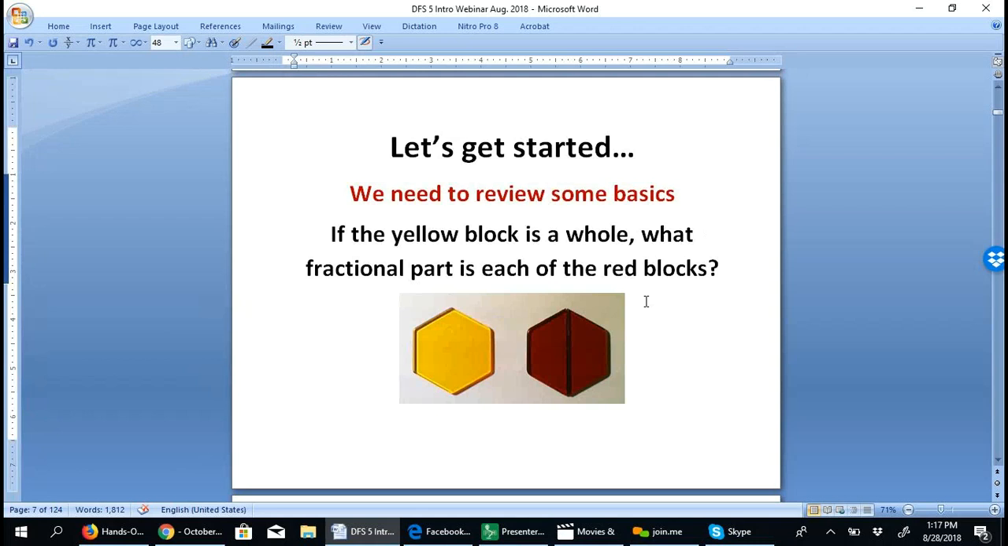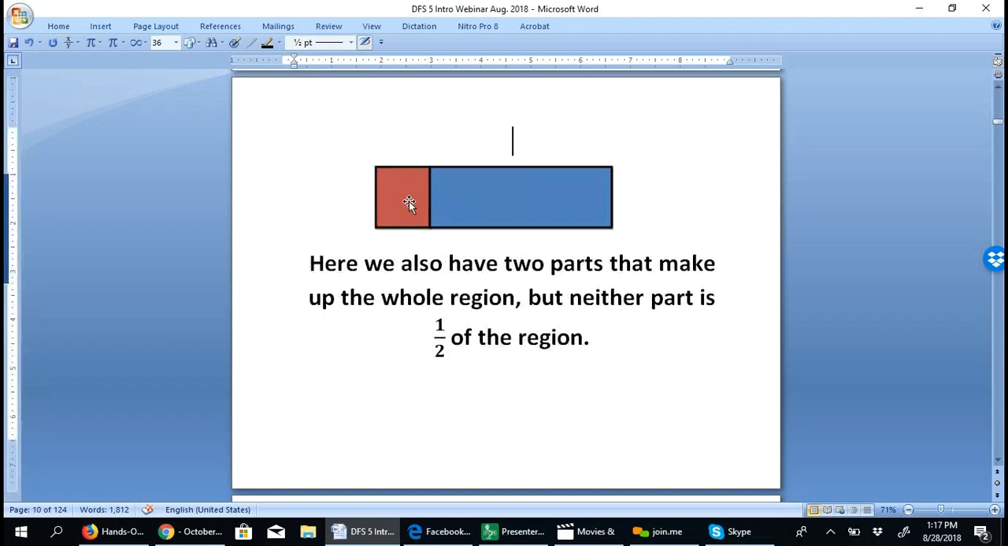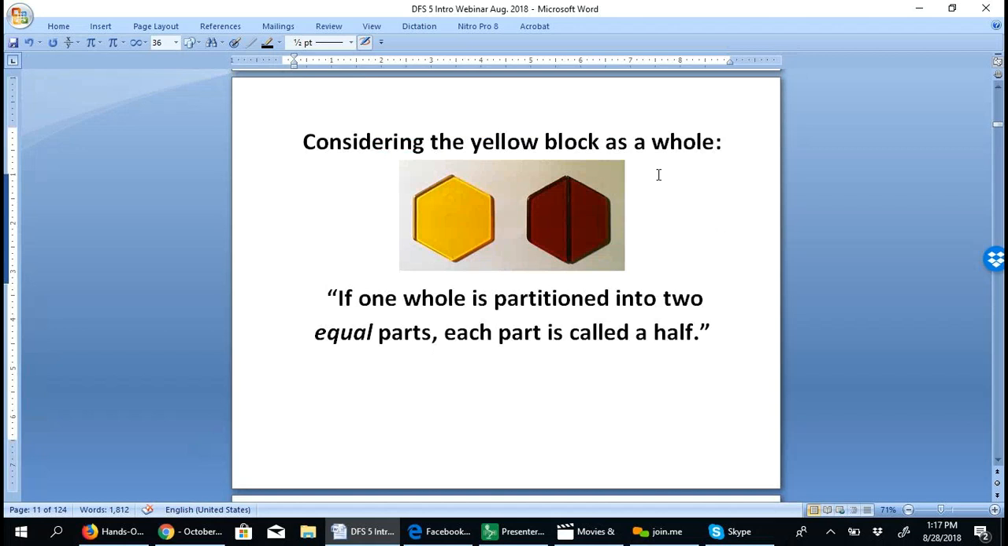So let's get started. If the yellow block is a whole, what fractional part is each of the red? You can see that 2 of them fit in the whole. If you ask them, how do we know that each part is a half? Very often the students will say, there are 2 parts that make up the whole. But this answer is not completely correct. Why is that? Because here you have 2 parts that make up the whole, and neither part is a half.